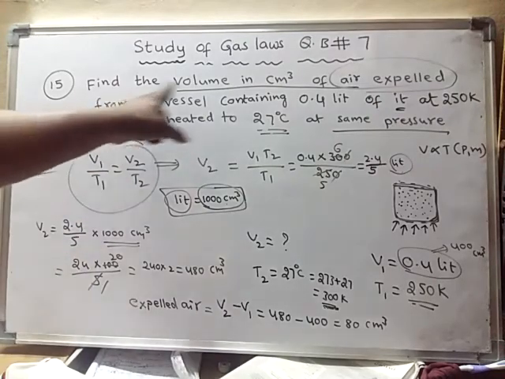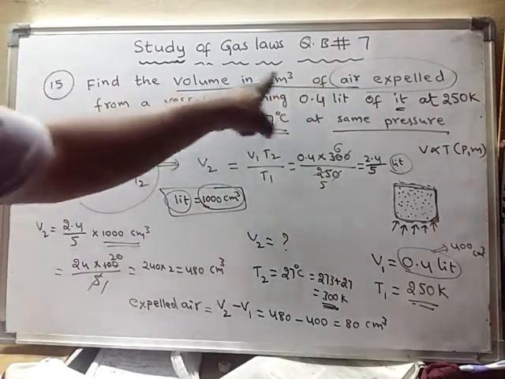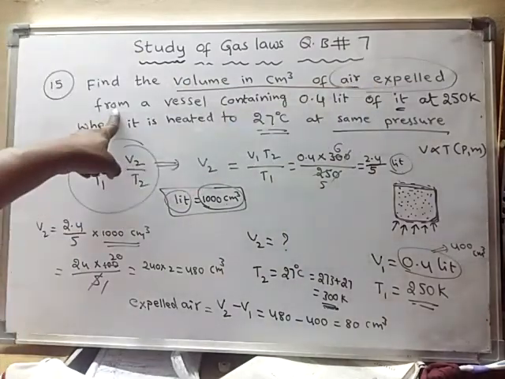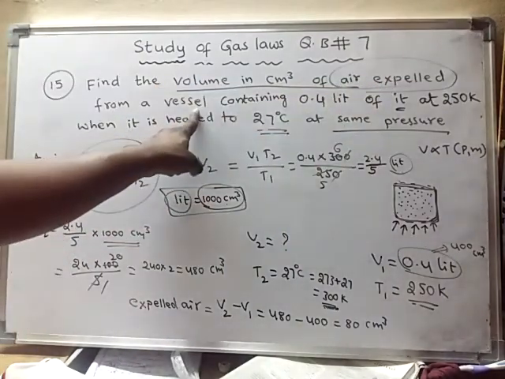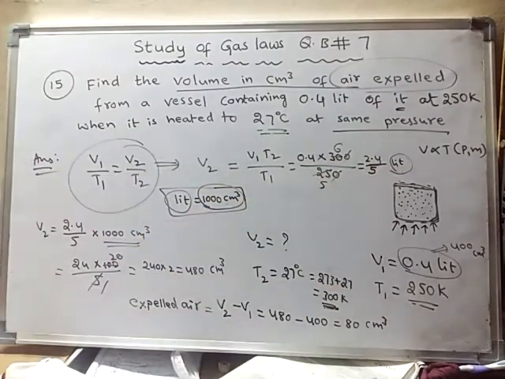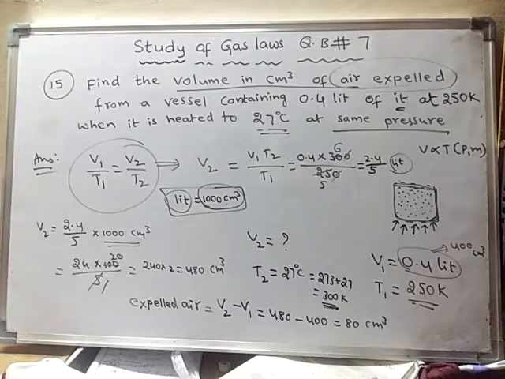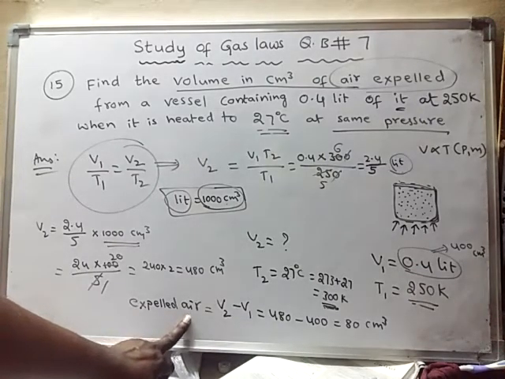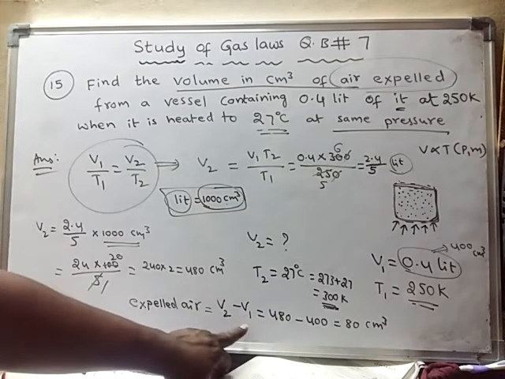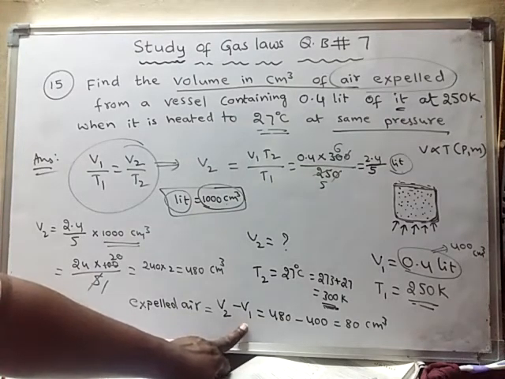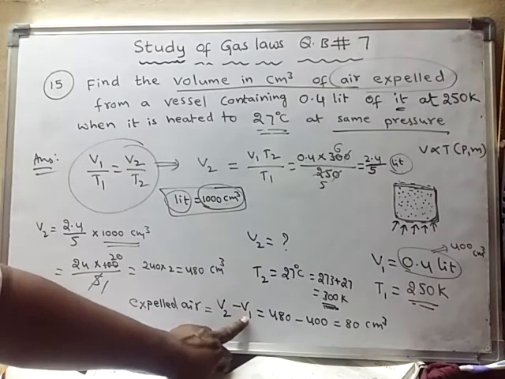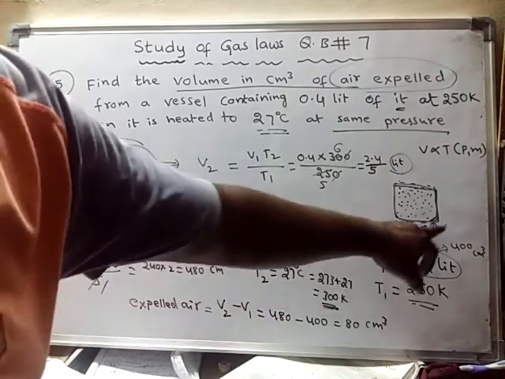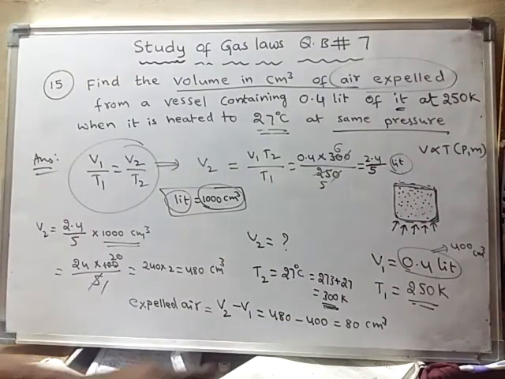So here the question is, find the volume of air expelled from a vessel. That means how much volume of the air is thrown out from the vessel. So expelled air will be equal to final volume minus initial volume. Because initial volume is nothing but the capacity of the vessel itself, which is 400 centimeter cube.